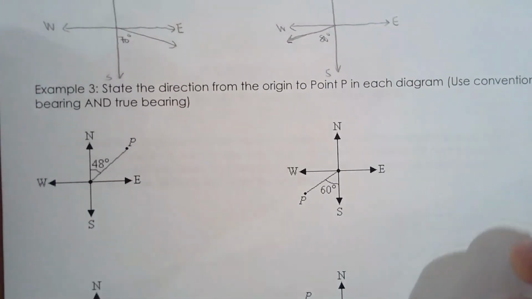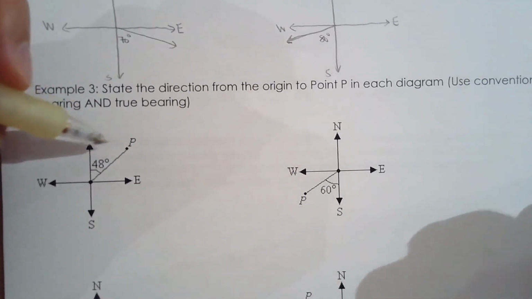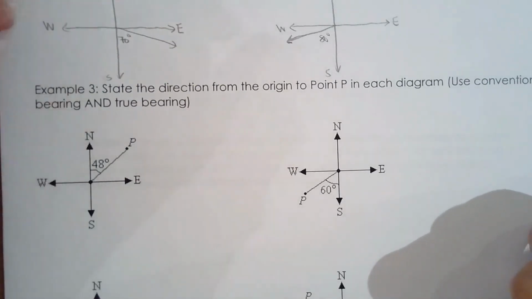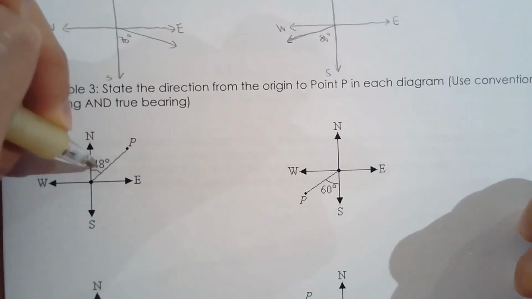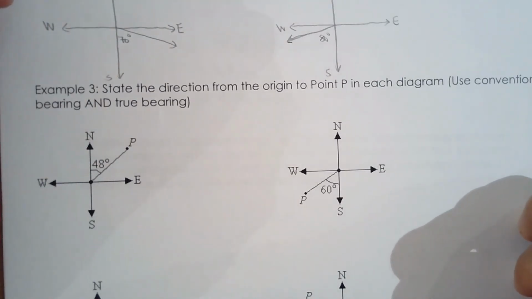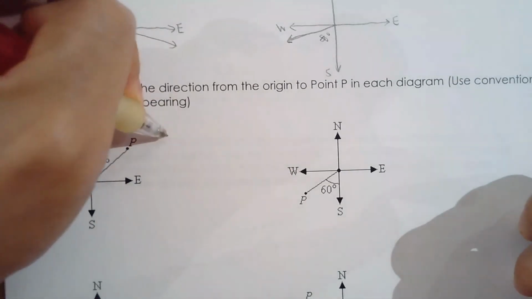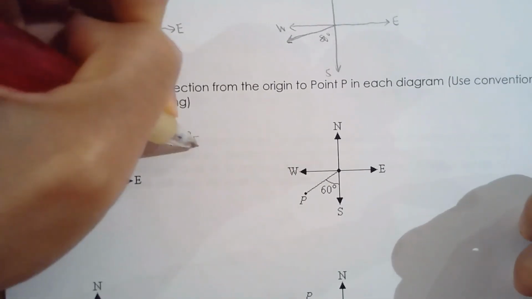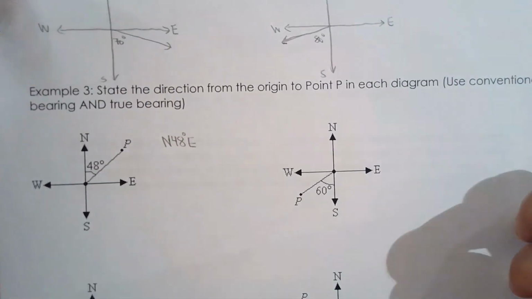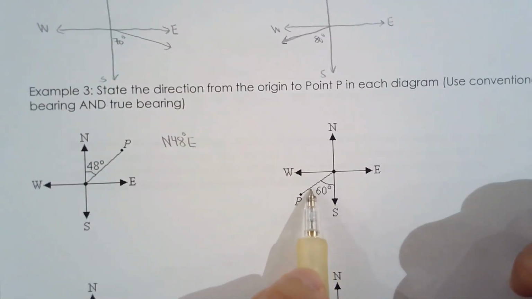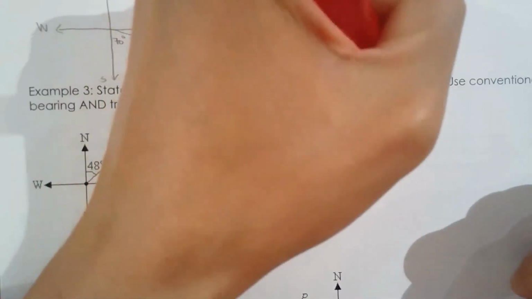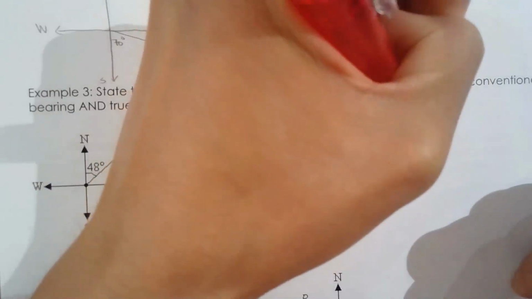And now they gave us a diagram. They want us to use both conventional bearing and true bearing in order to state the direction from the origin. So to get to point P, let's do conventional bearing first for all four. Okay, so that is 48 degrees east of north. So I'll write it like this. For this one here, you want to go 60 degrees west of south.